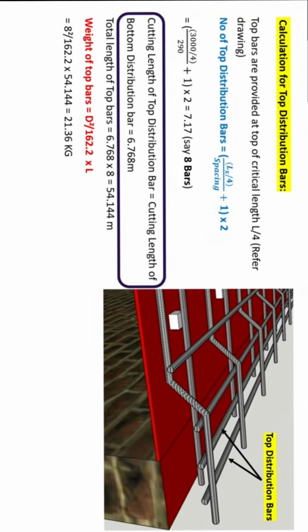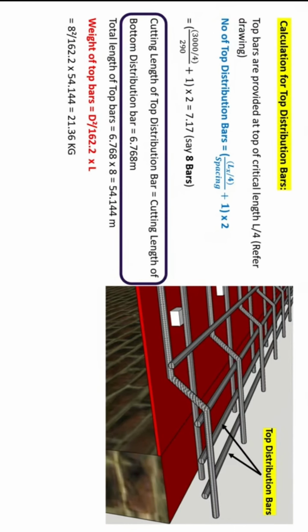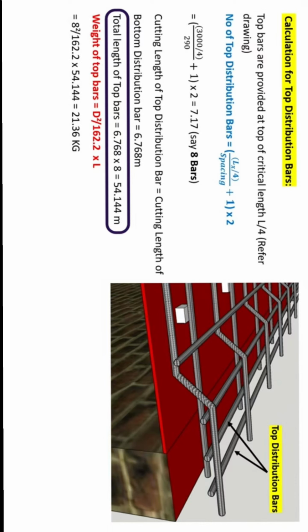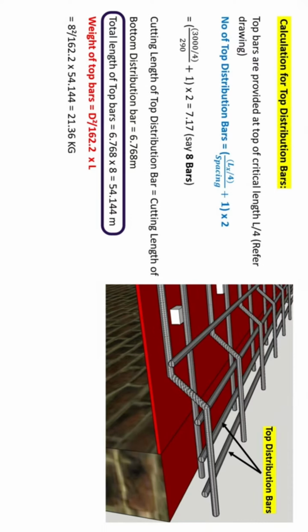Cutting length of top distribution bar is equal to cutting length of bottom distribution bar, that we already calculated as 6.768 meters. Now total length of top bars is equal to cutting length of top distribution bar into number of bars. The value is 54.144 meters.